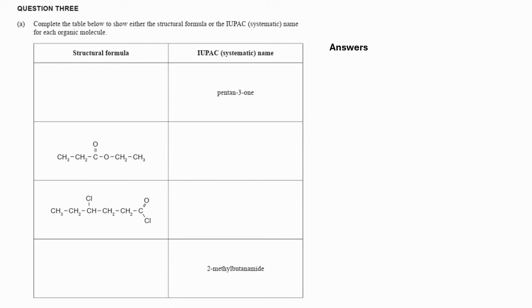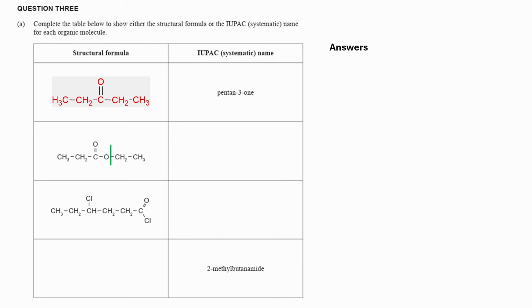Okay, so we have pentan-3-one. I drew 5 carbons in a row because it's pent. And off the third carbon, I put a double bond, right? Because it's pentan-3-one, double bond oxygen.